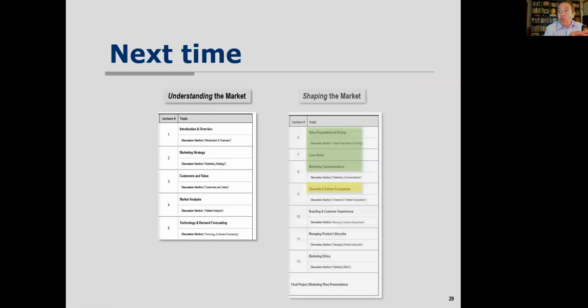Next time we're going to do channels and partner ecosystems. So the four P's of marketing are product, price, promotion, and placement. We've talked about promotion roughly. We talked about price, and now we're going to talk about the placement. What are the channels? How do we sell, and where do we sell the product? And very importantly, what partners do we work with? What partner ecosystems will help in creating the market for this product or service?